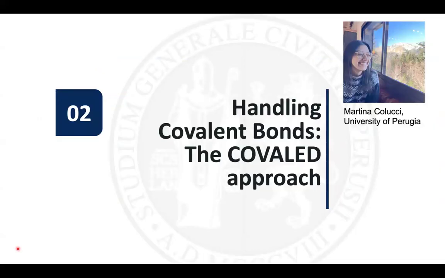So now we move to the second part of the talk, where I'll present some new features added to the LED method starting from ORCA 6.1. And I will start with the covalent LED approach, or COVALED for short, for analyzing intramolecular interactions that was developed largely by Martina Colucci, a PhD student in my group at the University of Perugia. And I'm very excited about this development.